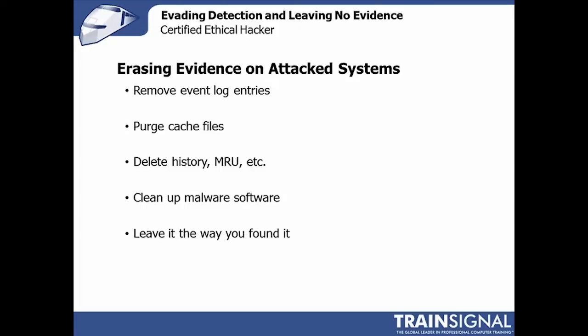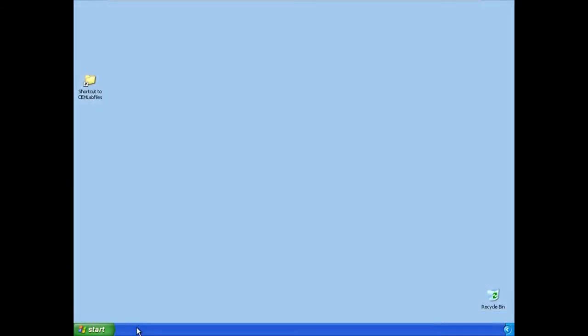The goal of erasing evidence on the system certainly is to leave it the way you found it. Do not change the system as much as possible. And I'm going to show you an example of that right now. So we've switched over to Windows XP Service Pack 3. And what I'd like to show you is a few common ways to erase tracks.